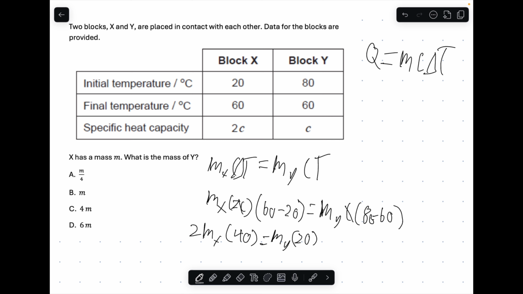So now we can get my, swapping sides, equals, we'll take this 20 and divide both sides by 20. So we'll have my equals 2mx times 2, which gives our final answer: my equals 4m, because mx is just m. I just put it there to make it clear. So that's our answer: my equals 4m. That's the mass of Y.